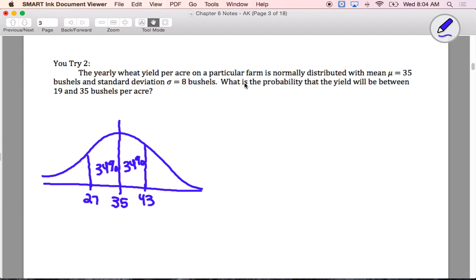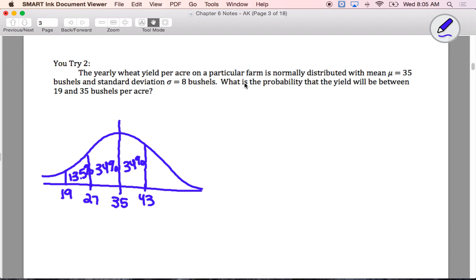Now they want to know the probability that the yield is between 19 and 35. So if I want 19, I've got to go down one more so I can see where we're at. So if I'm at 27 and I want to go one more spot to the left, I have to subtract 8 again. Every time you move a spot to the left, you are subtracting 8 every time. That's your standard deviation. So I've got 19. Now, look at the picture. The picture tells us one more spot to the left then is 13.5. So we have to move left one step, move left another step.